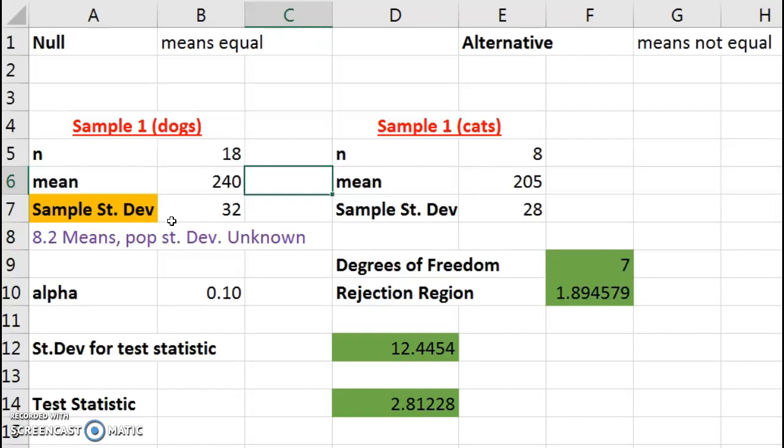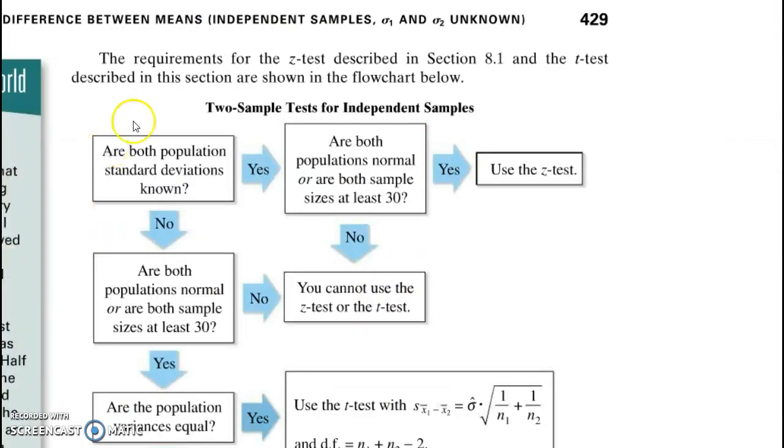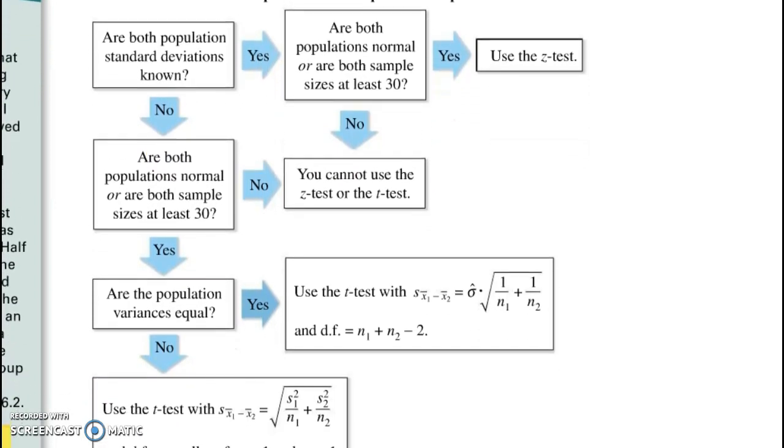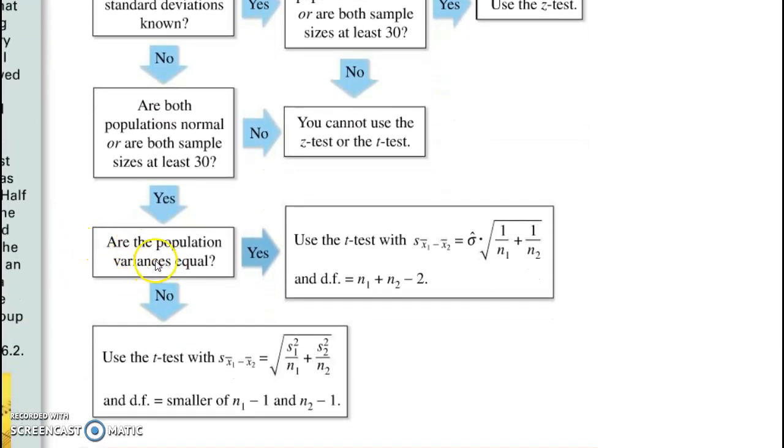One key thing you have to do with the t-distribution is find your degrees of freedom. Let me show you how you do that. This is a chart in the textbook that's actually pretty useful. We're working with the situation where the population standard deviations are not known. We're in 8.2, so we're going to be using the t-distribution. When we come down here, you need to know if the population variances are equal or not. And this problem actually says they're not.